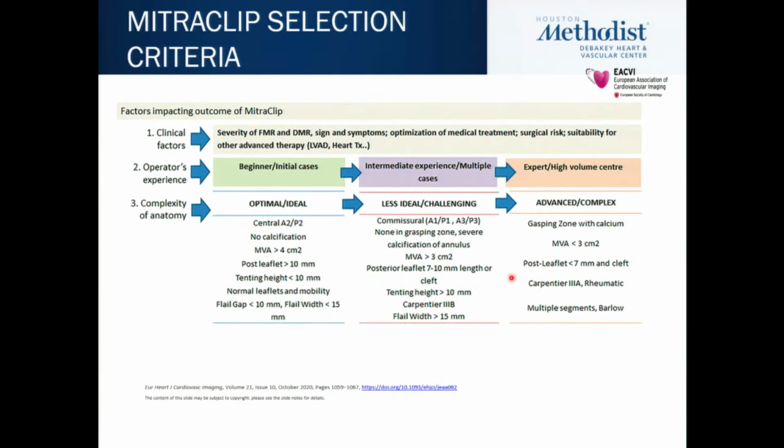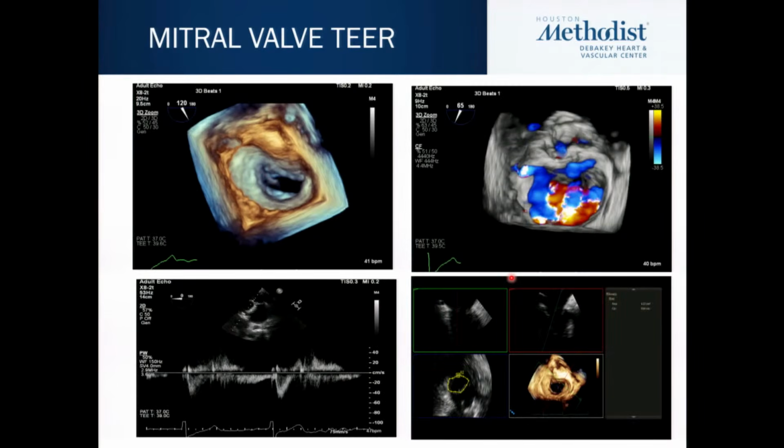So when we evaluate these patients, we try to evaluate to see which category of complexity this patient fits in. Our patient had a central A2P2. There was no calcification. Valve area was 6 centimeters square. Posterior leaflet was more than 10, and the flail gap was less than 10, and width was less than 15. So he had an optimum and ideal anatomy for MitraClip.